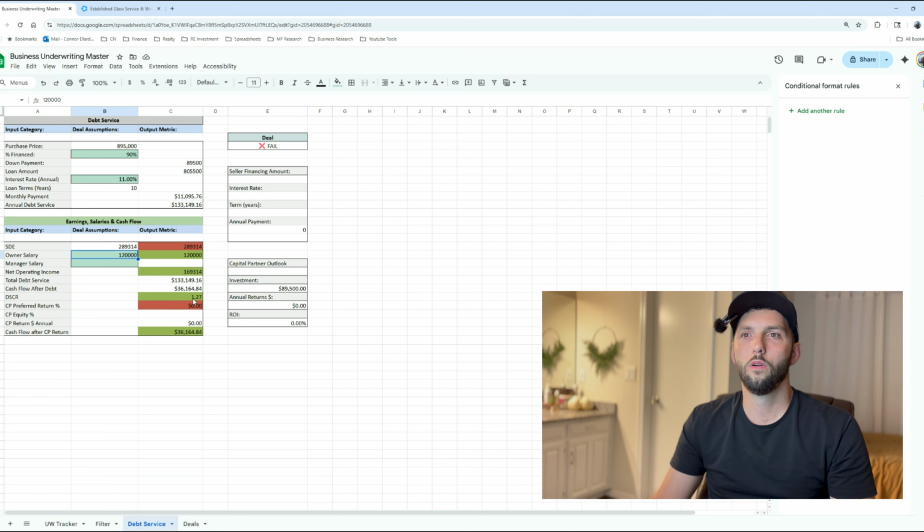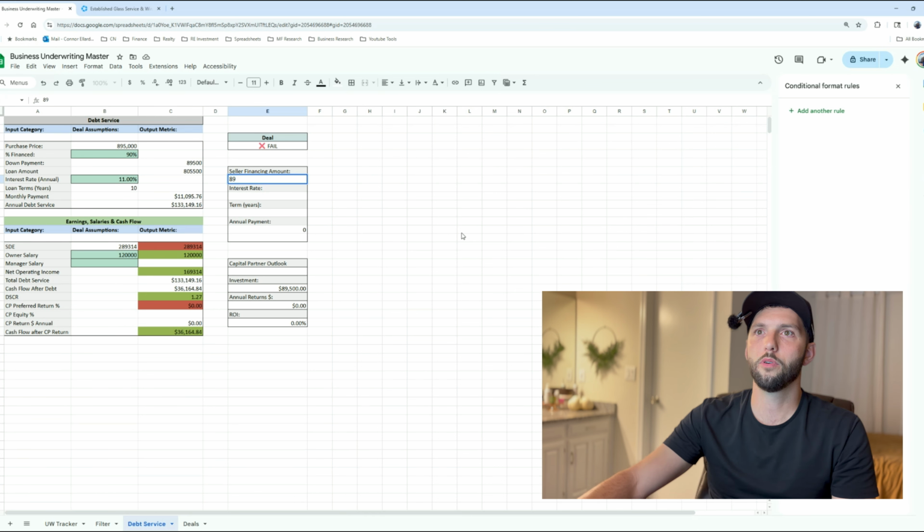So we are at a 1.27. This is in the green now on the DSCR, but we're really not cooking. So we're going to say this is a fail. This is not going to work unless we get some kind of seller carry as well. Let's say we got a seller carry at another 10%.